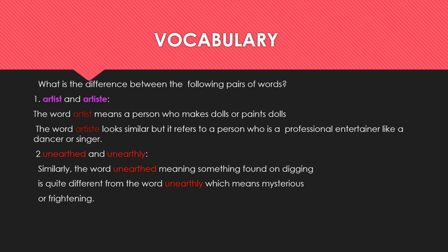Now let us take one more pair from the lesson: unearth and unearthly. Now these words also look similar, but there's a lot of difference between them. Similarly, you take the word unearth, meaning something found on digging. You have to dig the earth, and when something is found on digging, it is called unearthed. But it is quite different from the word unearthly, which means mysterious or frightening. So we cannot use unearthed instead of unearthly and unearthly instead of unearthed. We have to use them correctly.